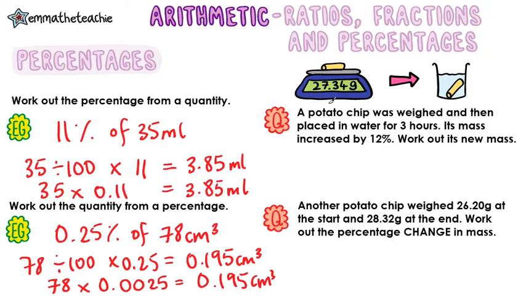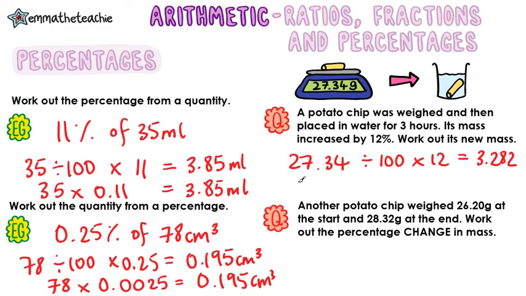Okay, and you needed to read the number here from the scale. So this is its starting mass. It's 24.34. Increased by 12%, so we want another 12% of it. We're just going to take this number and divide it by 100 and then multiply it by 12, which will give us our 12%. And that is 3.282.